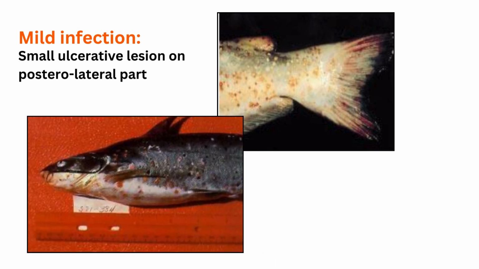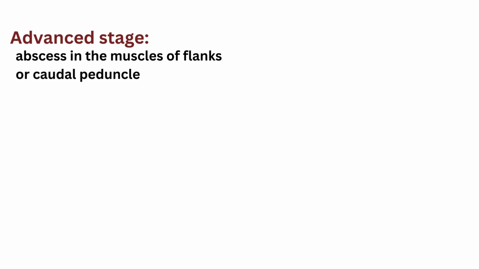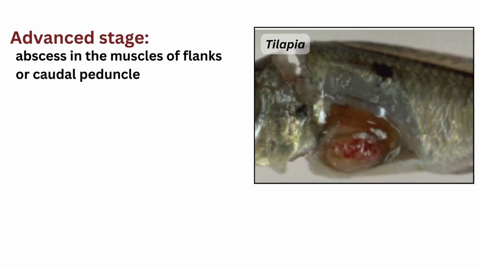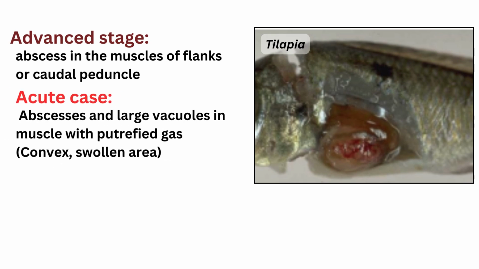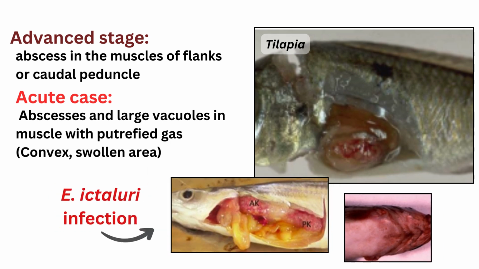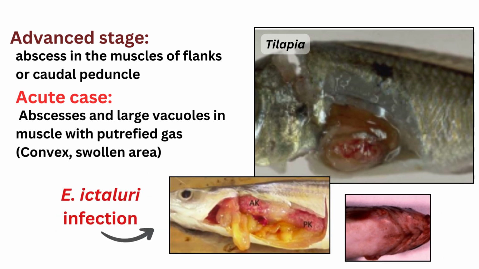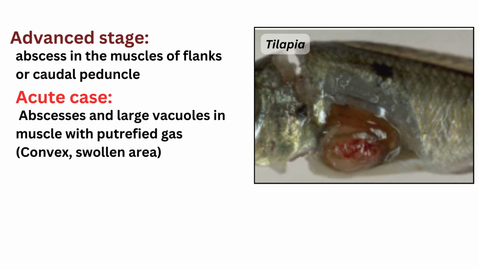In cases of mild infections, the only clinical sign is small ulcerative cutaneous lesions located on the posterolateral parts of the body. As the disease progresses, abscesses develop within the muscles of the flanks or caudal peduncle. These abscesses rapidly increase in size and develop into large cavities filled with gas and, in the acute stage, are visible as convex, swollen areas. In Edwardsiella ictaluri infection, which causes enteric septicemia, hemorrhagic lesions on the skin and abdominal organs can be seen.